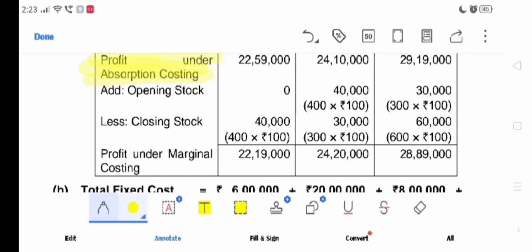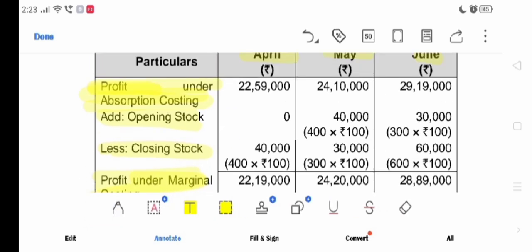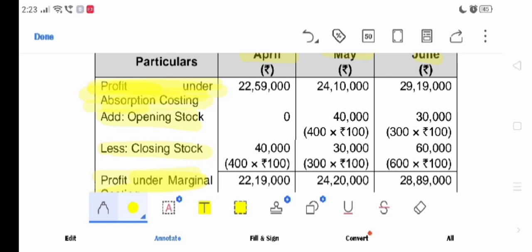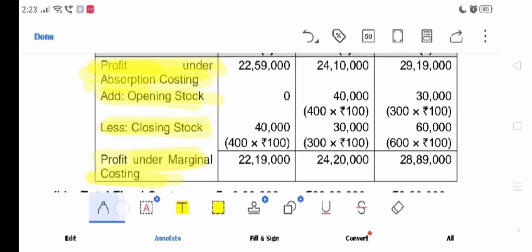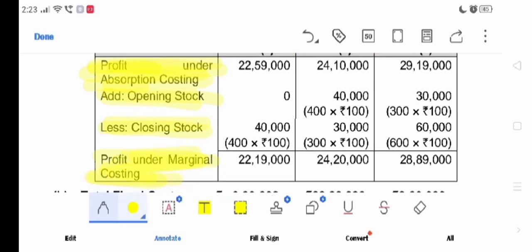See, remember, try to recollect the trading account. In the trading account, opening plus profit minus closing only, no, we do. So profit plus opening minus closing. So we get the profit under marginal costing. That only he has done. Okay, see, profit under absorption costing plus opening stock he has done and minus closing he has done. So if you reconcile this, if you add and less this, we get the profit under marginal costing. That's it. Let's check it out.